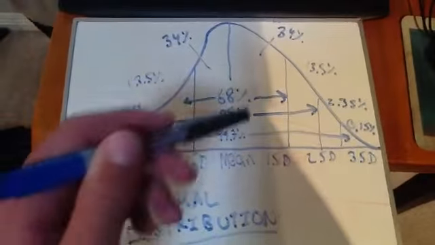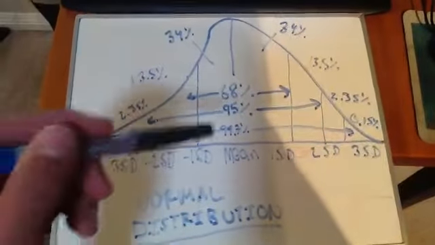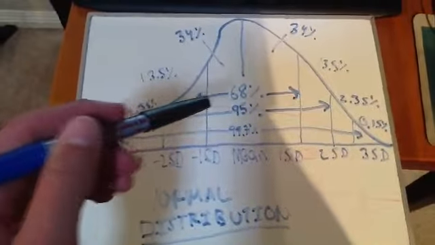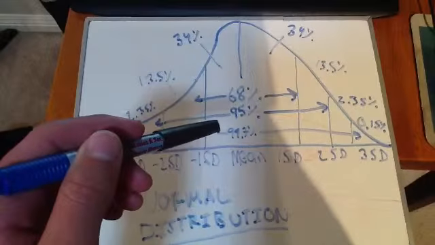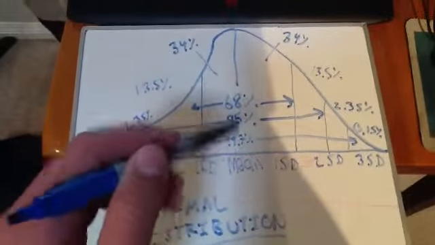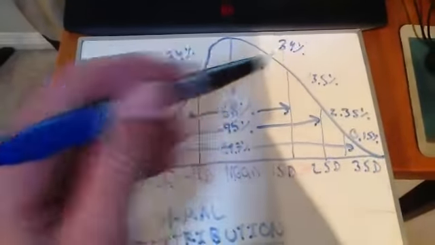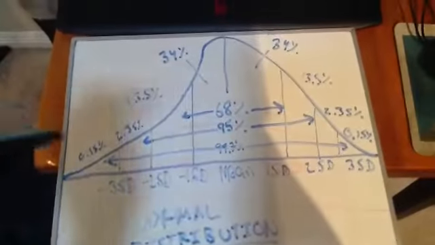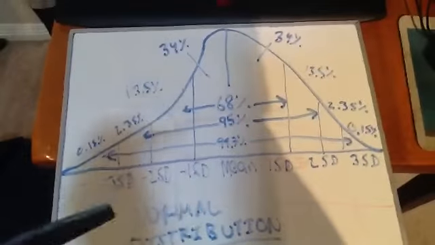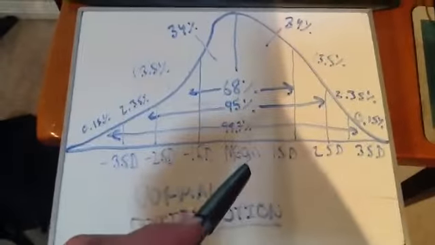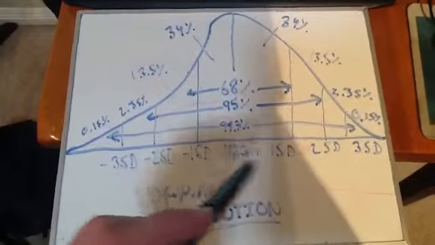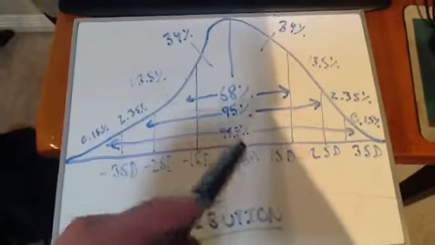So to start, we're going to be going over the percentages. You have 68%, 95%, and 99.7%. It gets smaller as you go up. And then right here you have 34, 34, 35, 35, and it correlates from the left to right. And in the middle you have the mean, which would be the middle of scores.